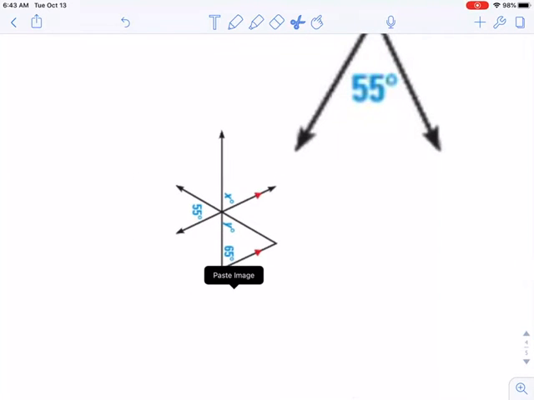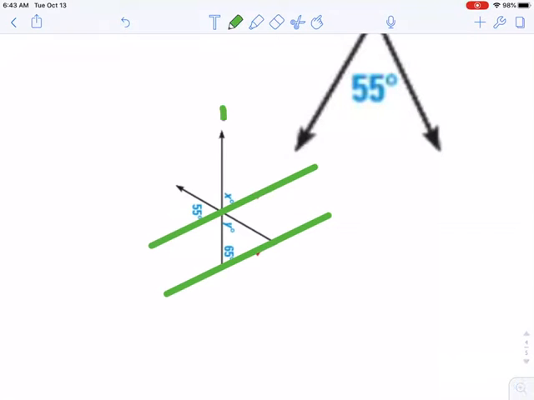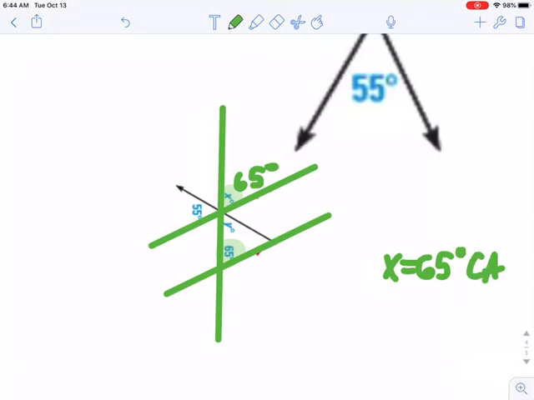Oh well. Anyways, extend the parallel lines. Let me extend it like this now. All right. We can see that we have 65 and x. So I immediately know that x is 65 degrees. All right, x is 65 degrees because of the corresponding angles postulate.